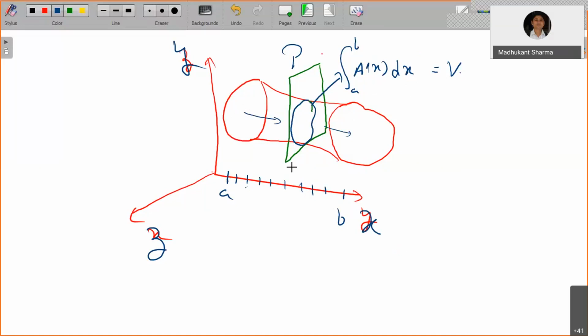This is known as volume by slicing of a solid. Here it is understood that A of x is a continuous function. It's not a discontinuous function. Right. So let's take one example.